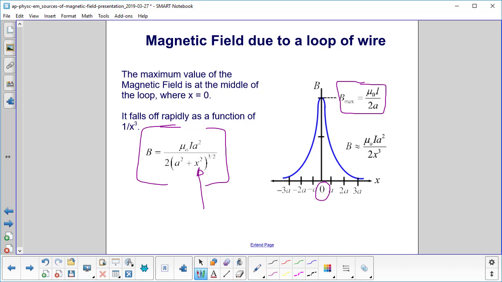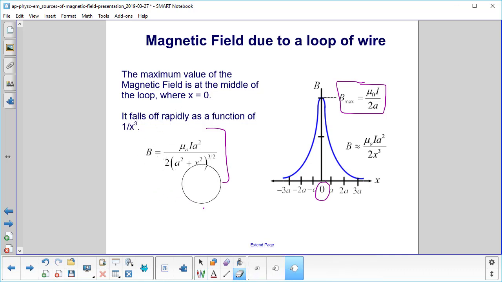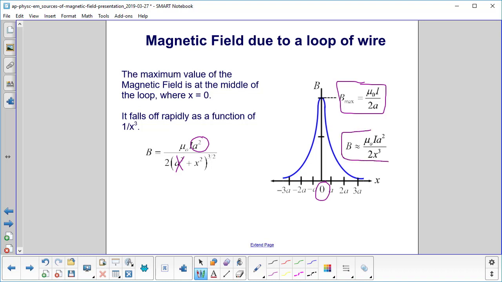Now, what happens when you get farther away from the center of the loop? We're going to assume as we get farther away that x will get much greater than a. A is fixed. So if we look at our equation on the left again, if x is really big compared to a, we can get rid of this term. Then x squared to the 3 halves is just x cubed. We have to leave the a in the numerator because there's no variable to compare it to. So we get this as we get farther away from the center of the loop, and you can see, hopefully, that it falls off rapidly as a function of 1 over x cubed.